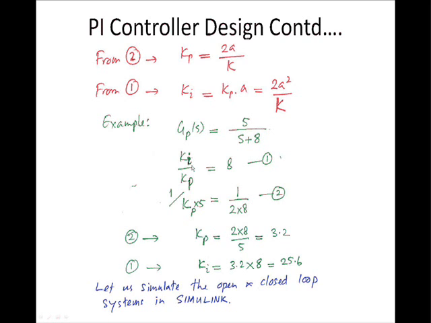And then equation 1 will give me ki over kp as equal to 8. Equation 2 will give me 1 upon kp times 5, which is k, is equal to 1 over 2 times 8, which is 8. And that gives me kp is equal to 3.2, ki is equal to 25.6.